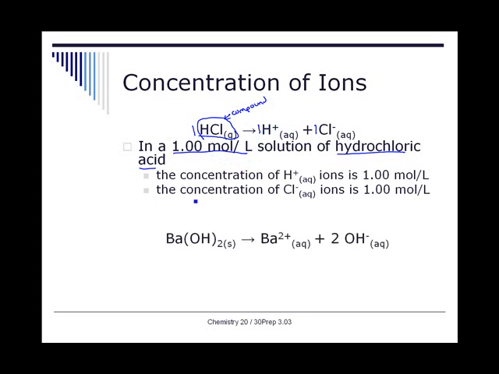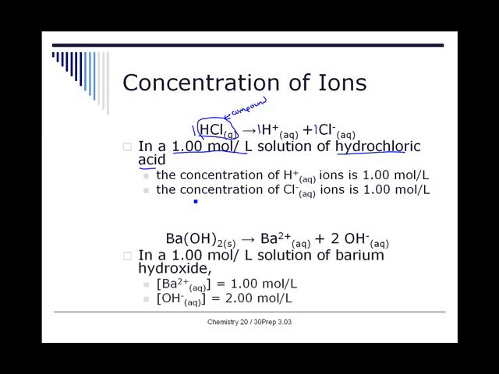If we look at compounds that don't balance 1 to 1, here we have barium hydroxide. If we had a 1 mole per liter solution of barium hydroxide, when it dissociates in water, for every 1 mole of barium hydroxide, we get 1 mole of barium ions, but we get 2 moles of hydroxide ions. So the concentration of hydroxide, when it's dissolved in water, is actually twice that of our original molecule.